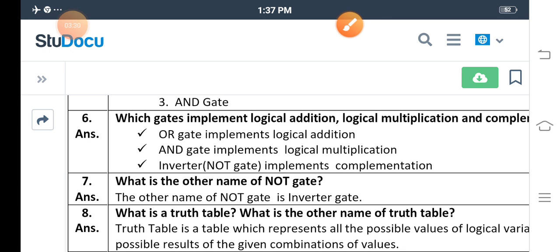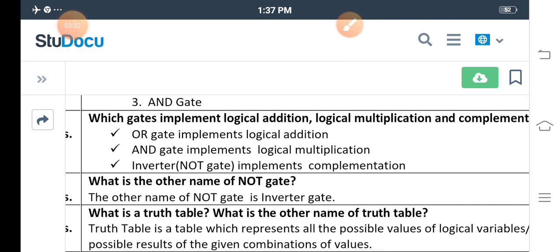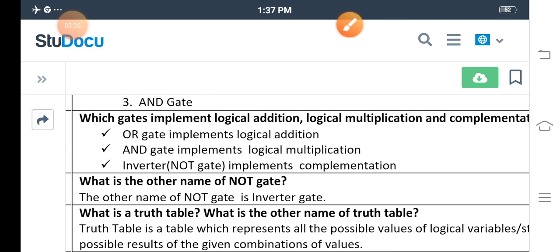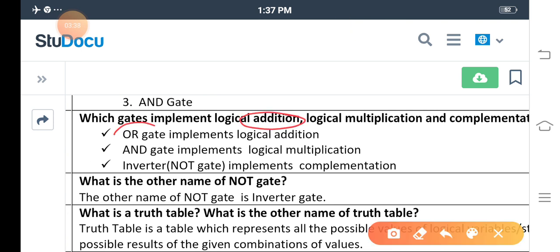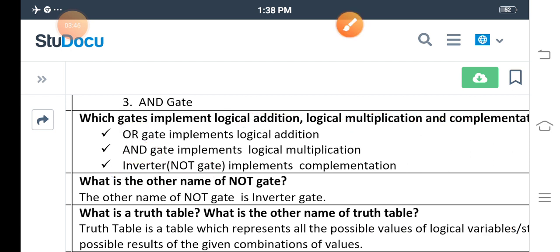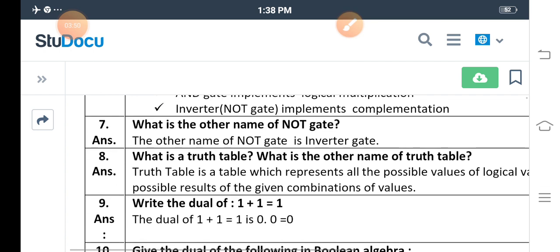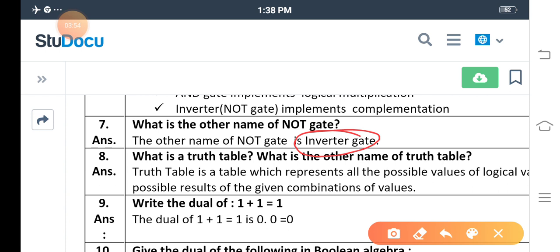6th. Which gates implement logical addition, multiplication and complement? So you know well, for addition we use which gate? OR. For multiplication we use AND gate, and for complement we need inverter or NOT gate. Done. Now next, what is the other name of NOT gate? You all know NOT gate is also known as inverter gate.